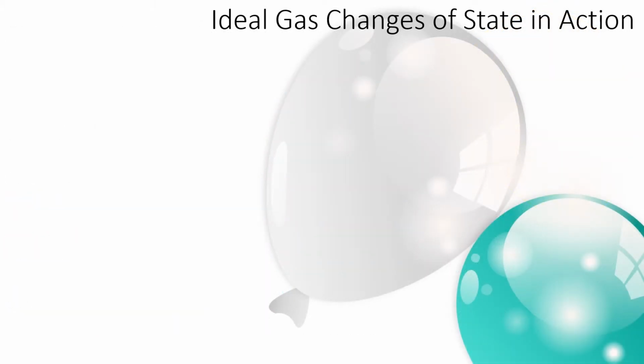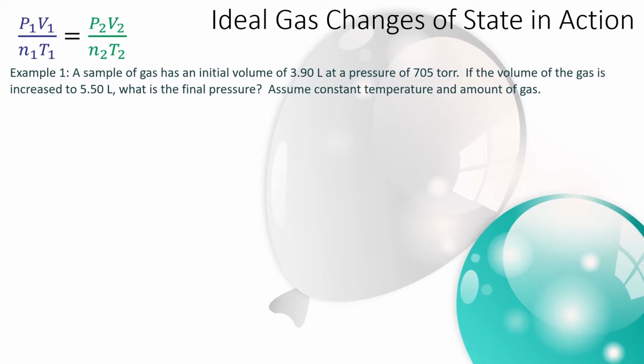Let's demonstrate by doing a few ideal gas changes of state problems. Example 1. A sample of gas has an initial volume of 3.9 liters at a pressure of 705 torr. If the volume of the gas increases to 5.5 liters, what is the final pressure? Assume constant temperature and amount of gas.